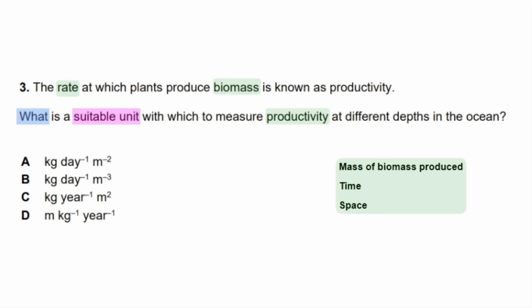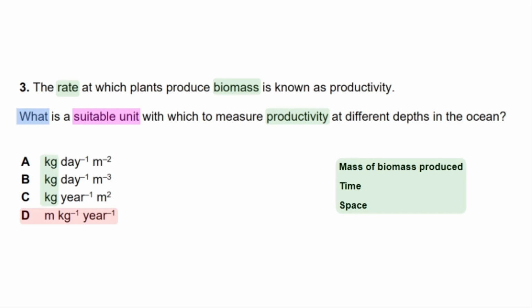So let's talk through our unit options. The first one which stands out is D. Now, D is meter per kilogram per year, which does not make sense in terms of mass of biomass produced, so the amount of a substance produced in a certain amount of time within a particular area, so we can discount that one immediately.